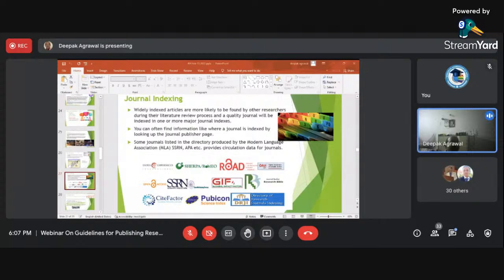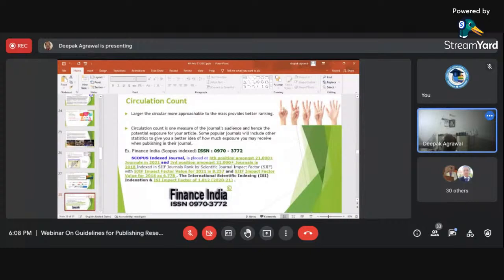Some journals, like the MLA, SSRN, APA, provide circulation data for journals. So more or less, these journals are associated with the journal citation reports. And secondly, whenever you go through the website of the journal, they will provide you the details on which types of indexes they are listed with.